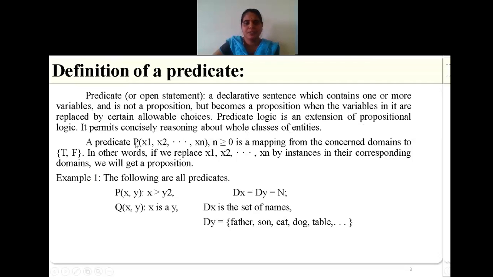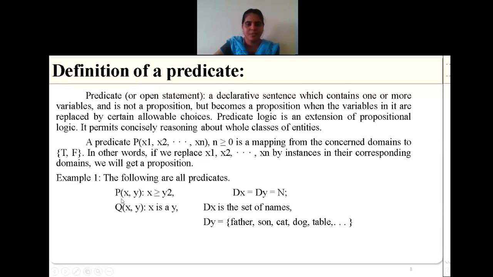How can we represent a predicate? The predicate is represented with capital letters, like P. Here we can say, if you consider P as a predicate which contains the variables x1, x2, x3, and so on up to xn, where n is greater than or equal to 0, which can be mapped from some set of domains to the values true and false. In other words, if you replace x1, x2, xn by instances in their corresponding domains, we will get a proposition.